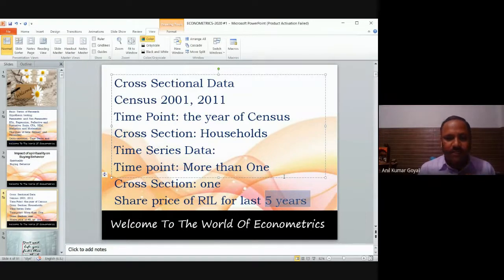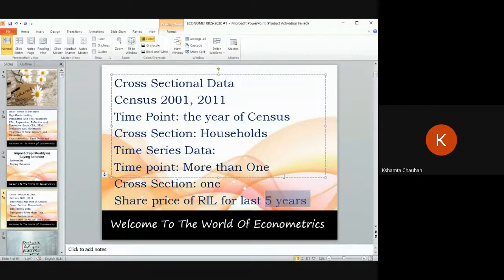Sensex is a combination of 30 companies. So, if I collect the data of 30 companies for 5 years, then this will become panel data. And if I collect the Sensex data for one single point of time, Samta madam, can you tell me what can be the time point in cross-sectional data with reference to Sensex?